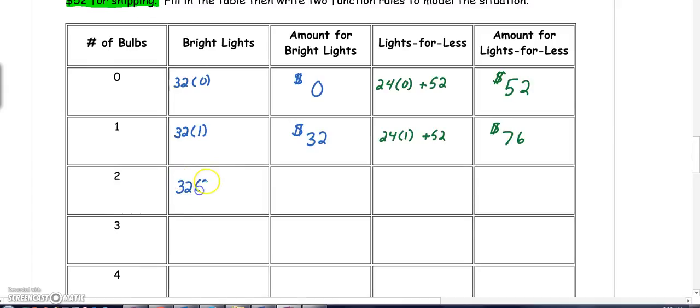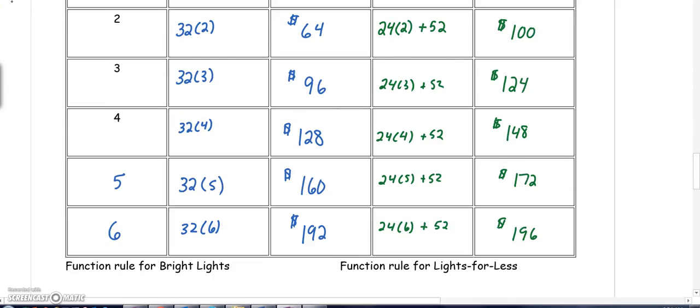If I ordered 2 bulbs from Bright Lights, it would cost me $64. If I ordered 2 light bulbs from Lights for Less, $24 times 2 plus 52 would be $100. Pause the video and complete the rest of this chart before playing the video again. Check the table that you completed to make sure you have the correct numbers. If you need more time, pause the video again.